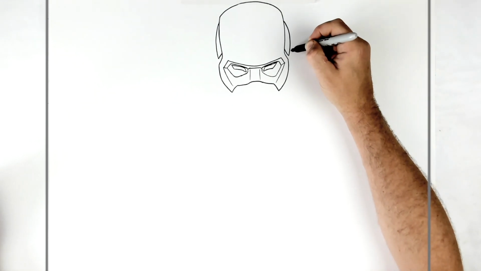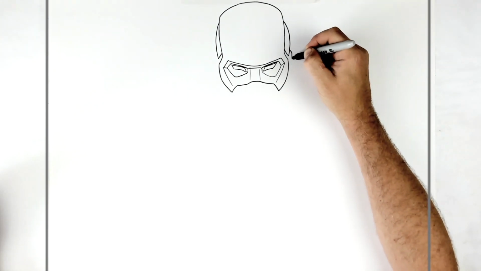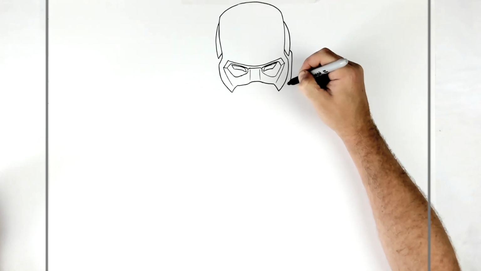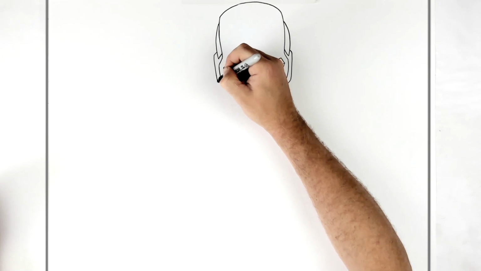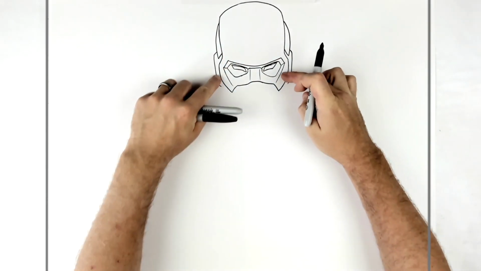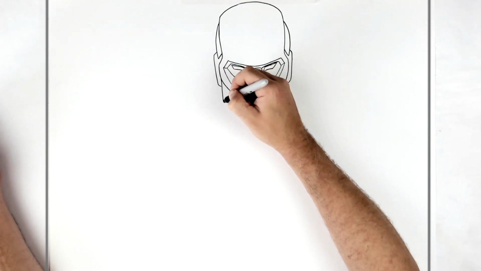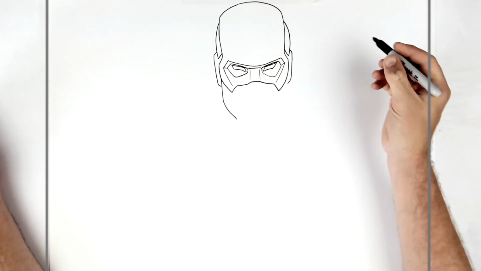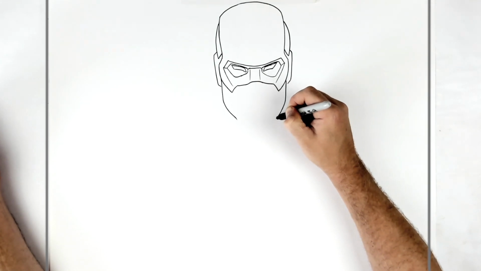And then we have the section for his ear out here. So this kind of comes down into there, towards his jaw, out, down, into there. And then his jaw comes down from there. So it's part of the mask, so it goes out, down, down.